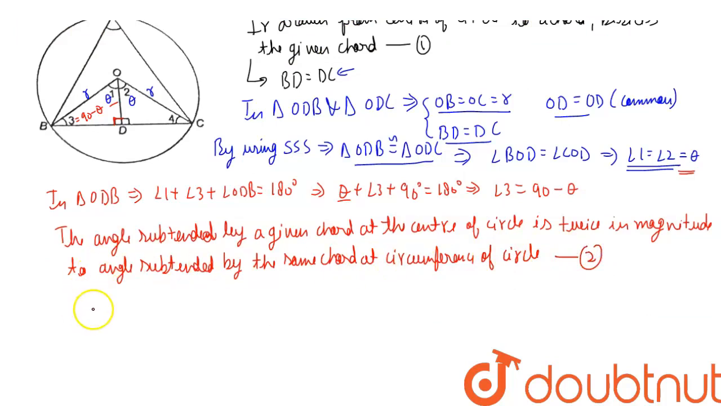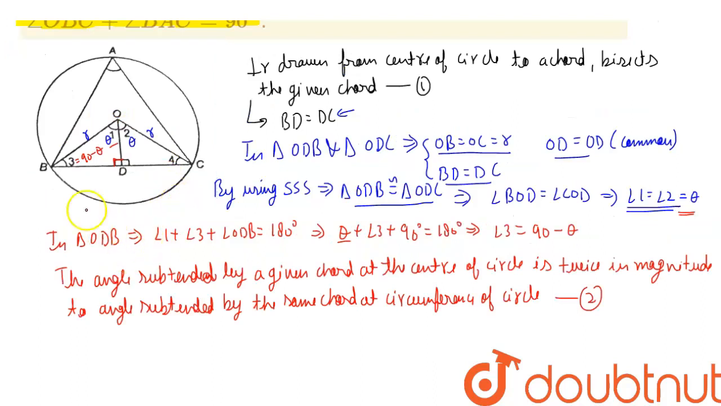So by using this property 2, if we consider this BC chord here, then this BC chord is subtending an angle BOC at the center of the circle, and this angle BOC would be twice the angle BAC, that is the angle subtended by this chord BC at the circumference of the circle. So by using this property 2, we can say that the angle BOC is equal to twice the angle BAC.